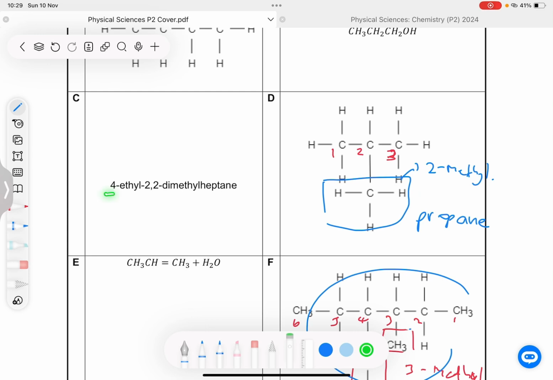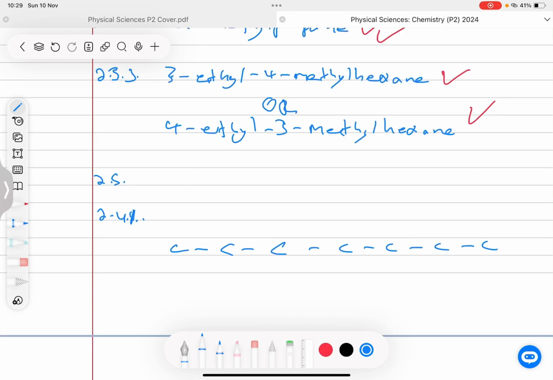We are saying here that at carbon position 4 we have an ethyl group. So when we are at position 4 we have an ethyl group. This means this is 1, 2, 3, 4. I'm going to number from left to right. So when we are here we have an ethyl group, we attach an ethyl group here.